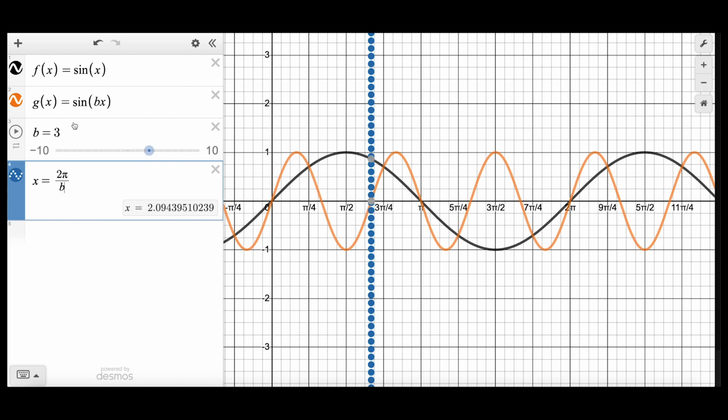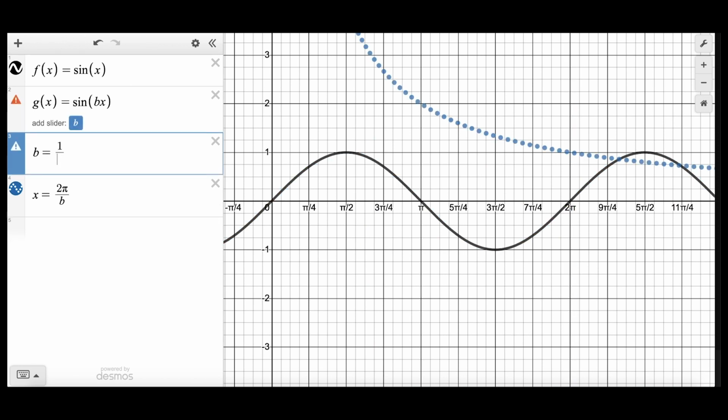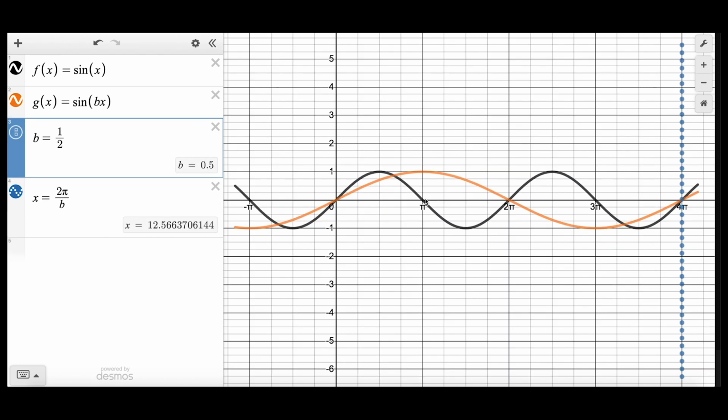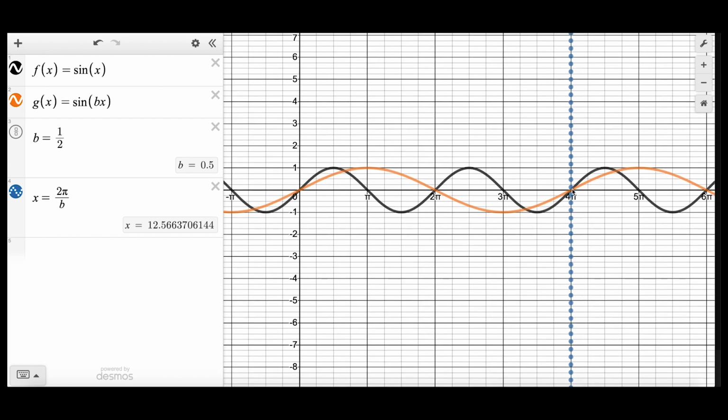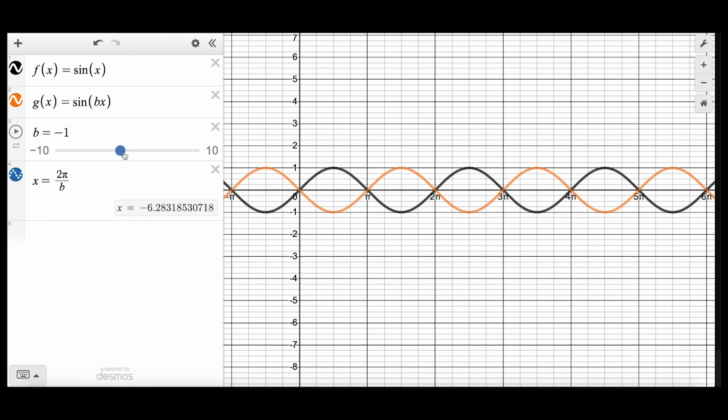If I make b like a half, then it's going to take double the amount of time. So there's the new period, 4 pi. Original period is always 2 pi, but if we make it go a little bit slower, it's going to take twice as long. So that's why this new period is 4 pi. What about negatives? What happens with negatives?